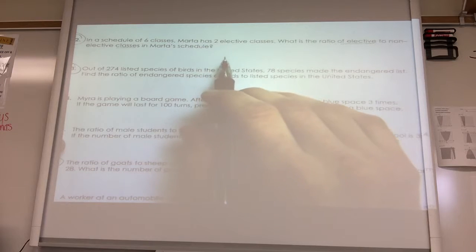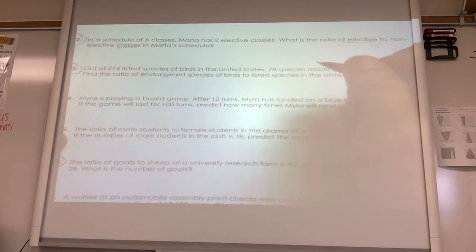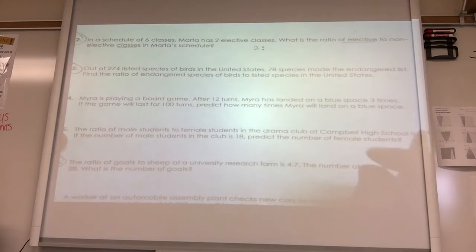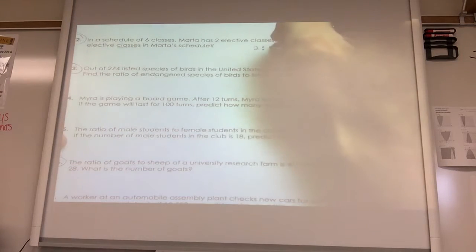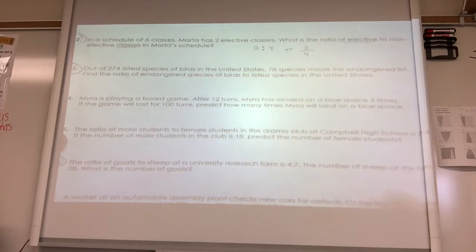So out of her 6 classes, how many are elective? 2 are elective. Ratio of elective classes to non-elective. How many are non-elective out of the 6? 4. You could write that as 2 elective to every 4 non-elective. You could write it like that if you wanted. Okay. Questions about that now?